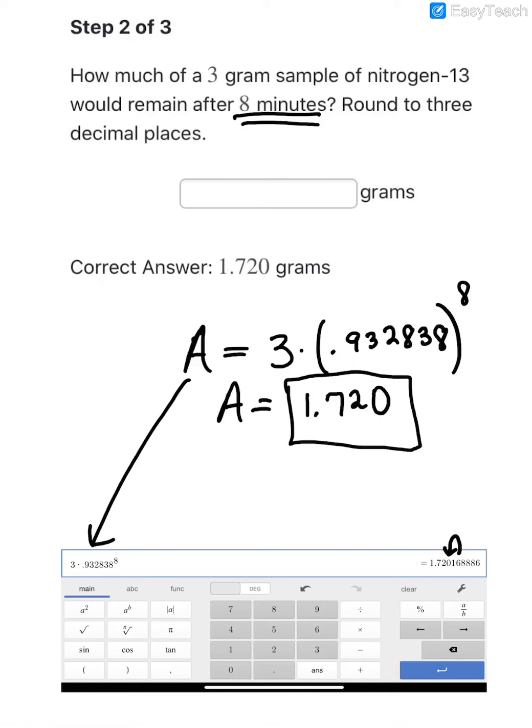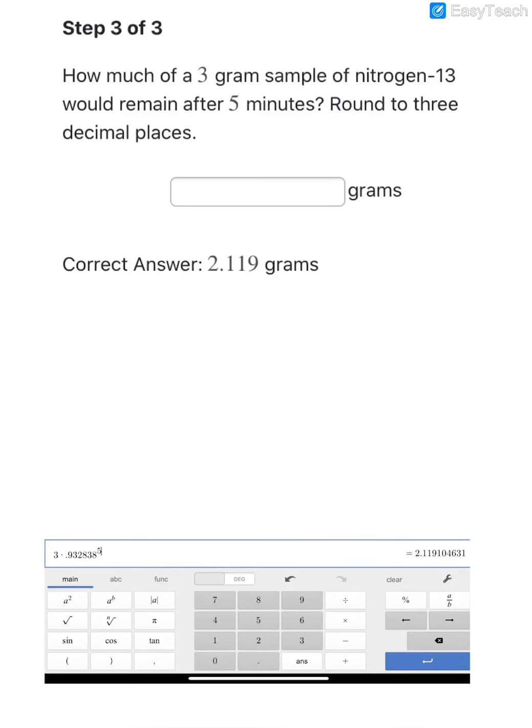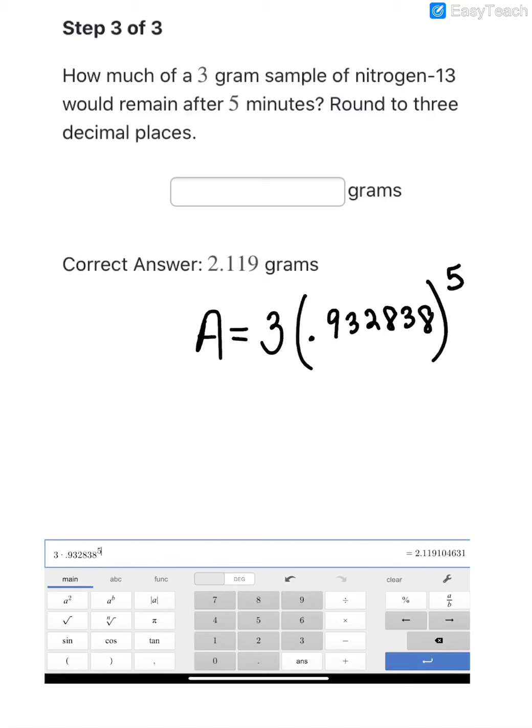And then finally, for step 3, this time we're looking at the same 3-gram sample, but we're looking at 5 minutes, and we're trying to decide how much of the nitrogen 13 we would have left after 5 minutes. So we're starting with our 3 grams, and that gets multiplied by the a we found from step 1, 0.932838. This time we're looking at 5 minutes. Again, if we punch that out on our calculator and round it to 3 decimals, after 5 minutes we would have 2.119 grams.